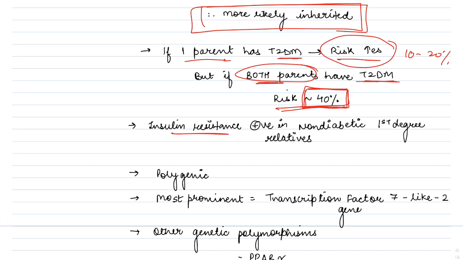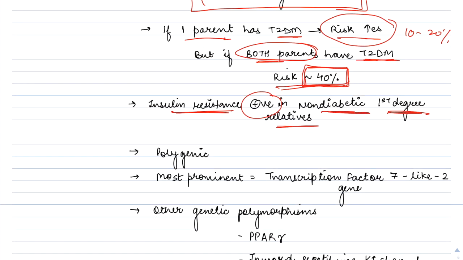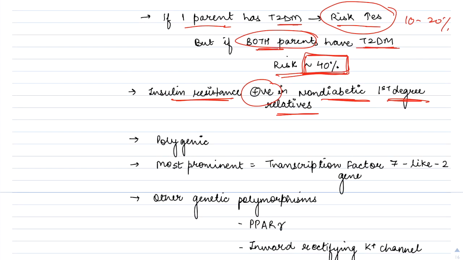Now, insulin resistance. Insulin resistance, the first stage in the development, that is the pre-diabetic stage, is positive in a high proportion of first degree relatives who are non-diabetic. So in crux, type 2 diabetes has a strong genetic inheritance. It has around a 40% chance of being inherited if both parents are diabetic.